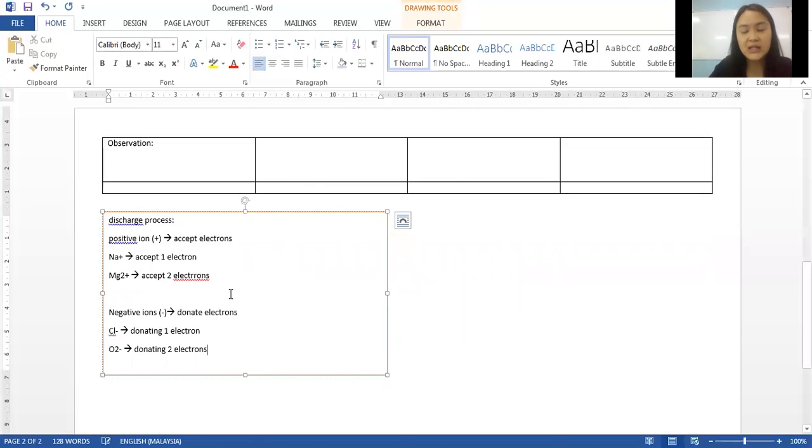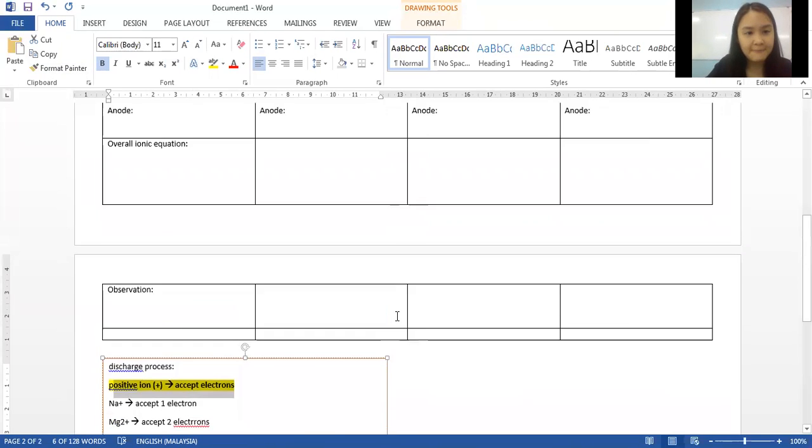Right, so this is the key concept of the discharge process. So always remember, positive ions discharge by accepting electrons, and negative ions discharge by donating electrons. All right, and how many electrons it accepts or donates depends on its charge. Okay, so with this key idea, we go back up again.